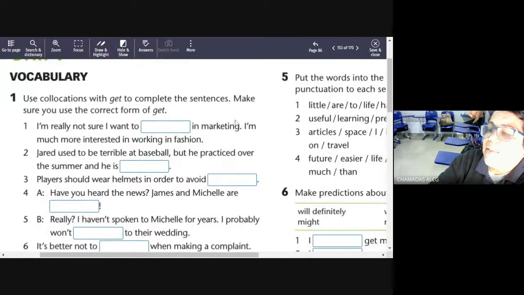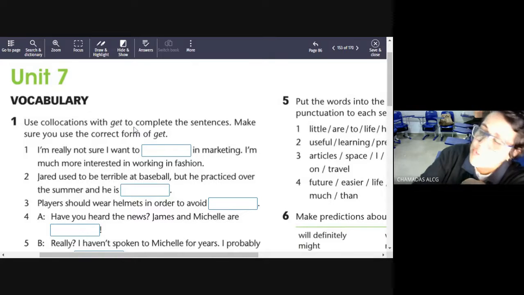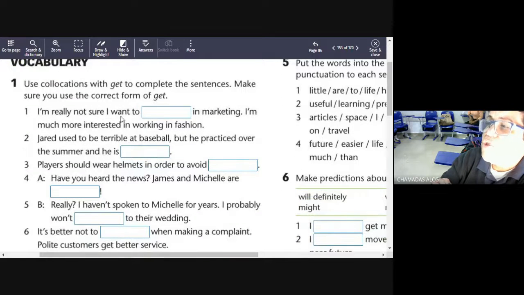So guys, let's see the first one. What was the vocabulary from Unit 7? Let's say we use collocations with get, right? So there are lots of collocations with get. Get is like a joker. We use it with everything, right? Mostly. So here, use collocations with get to complete the sentences. Make sure you use the correct form of get. Okay? So let's do the first one together.